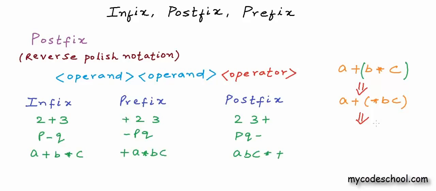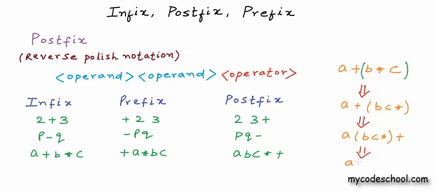We will bring addition to the front. So this is how the expression will transform. We can use parentheses in intermediate steps, and once we are done with all the steps, we can erase the parentheses. Let's now do the same thing for postfix. We will first do the conversion for multiplication operator, and then in next step we will do it for addition, and now we can get rid of all the parentheses.